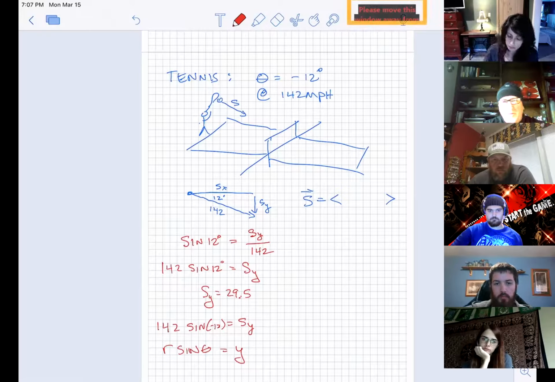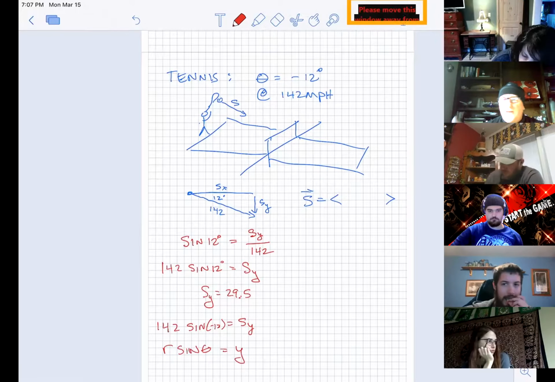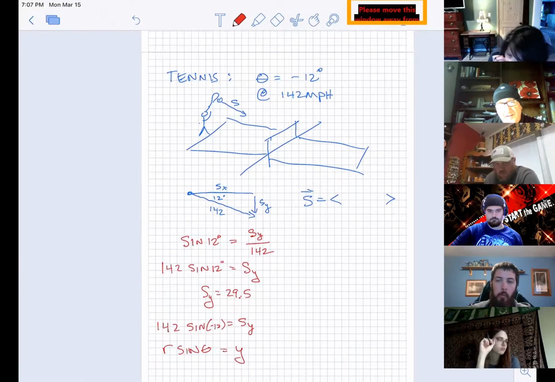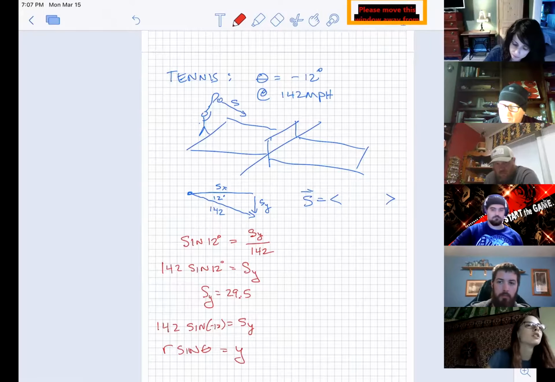So I'm using a formula, but maybe I don't understand where it's coming from. I forget it 6 months from now and it's like I was never there. I kind of like SOH CAH TOA, but then you have to think a little harder because you have to throw the negative in yourself.